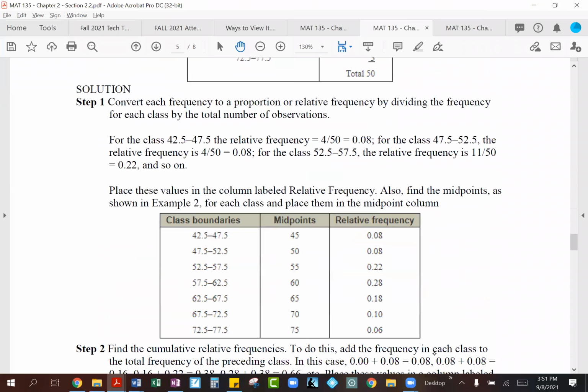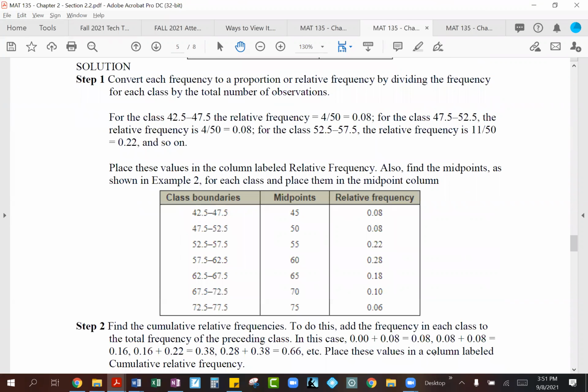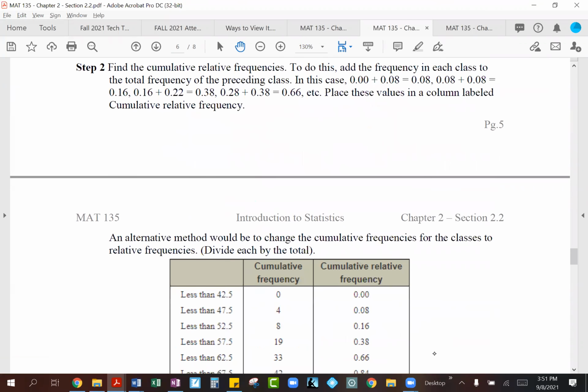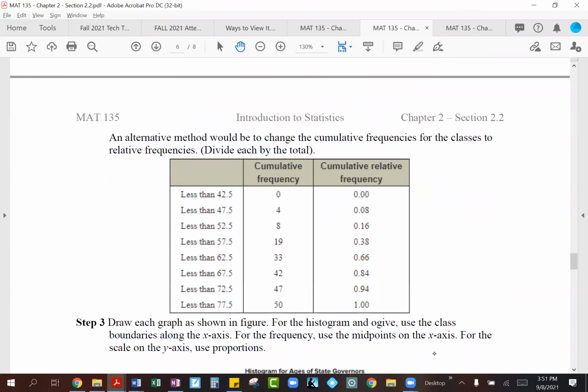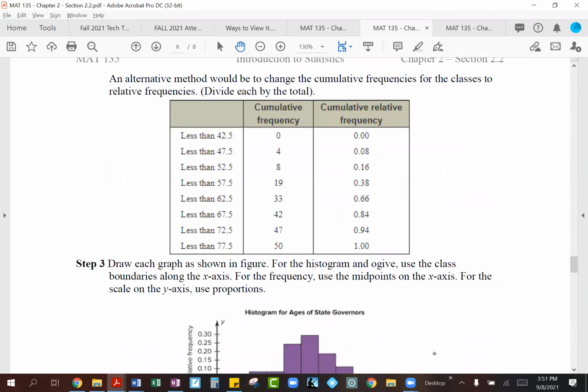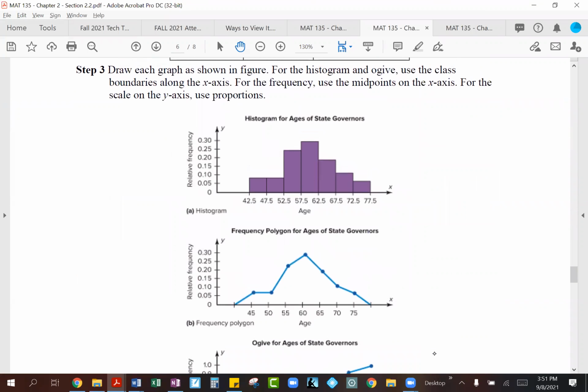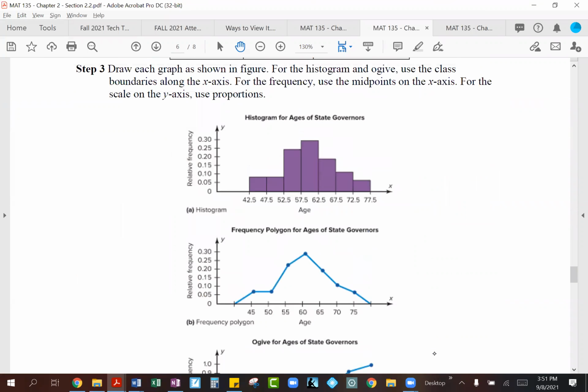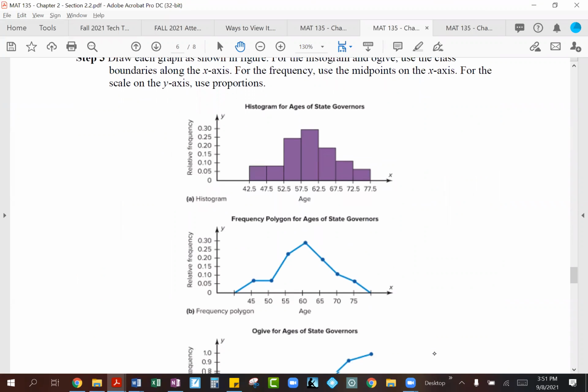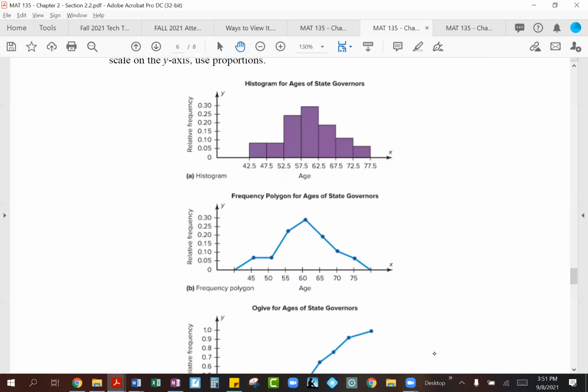And I believe your textbook may not be talking about the ogives, but I just wanted to show you that, because that is one type of graph you can use with these different data values. So just for the same data set, you can see this is talking about the ages of the state governors. So again, 50 data values in there. And you can see this is what your histogram looks like.